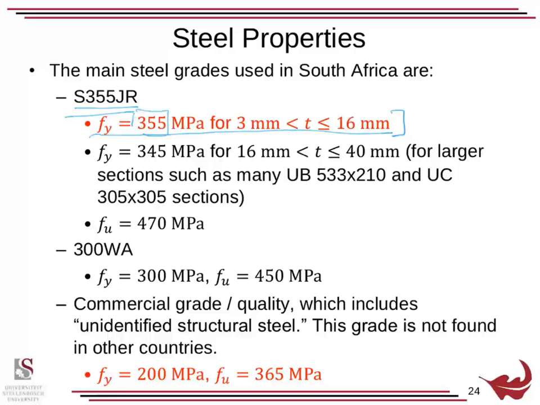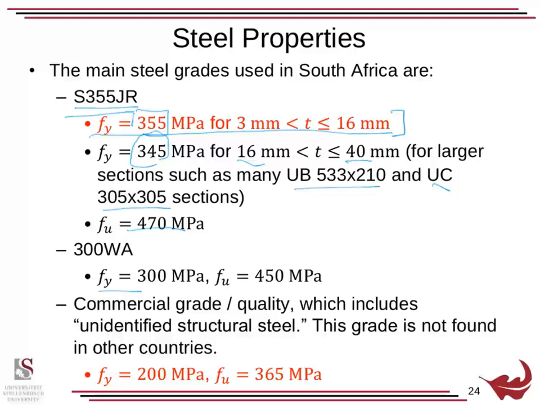For thicker sections, anything between 16 and 40 mils, use a slightly lower stress. In the forming process, it doesn't get up to the same yield. And so this really only applies to the bigger UB 533 by 210 and 305 sections. So these are types of sections: universal beam, universal column. There's our ultimate strength. We used to use a 300 WA or a 350 W.